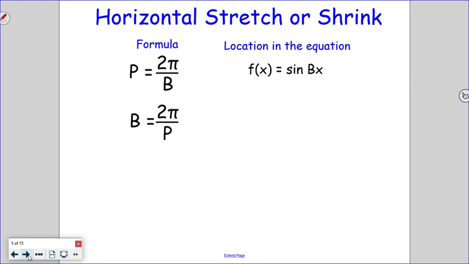For our formatting it's letter B. So if there is a B, a number in front of your x value, multiplication, in your equation, it will change the length of the period. They are related to each other with a factor of 2 pi. So b is the number that is in the equation. P stands for period. And that is the length of one full curve.